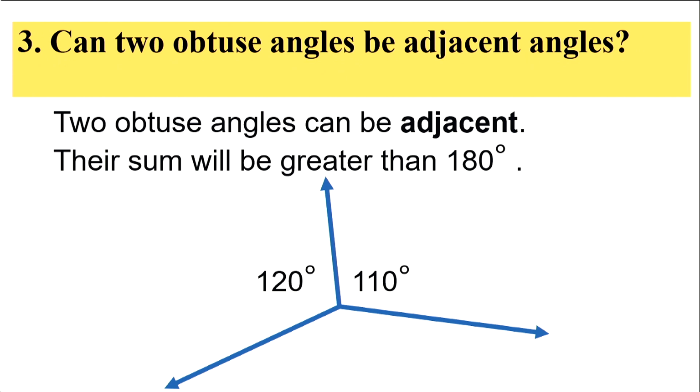Here there are two obtuse angles. One is measuring 110 degrees and another is measuring 120 degrees. Both are adjacent angles, but their sum is more than 180 degrees. So, therefore, two obtuse angles can be adjacent, but their sum will be greater than 180 degrees.